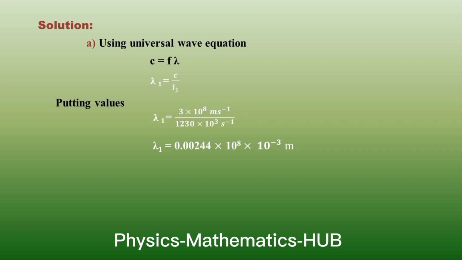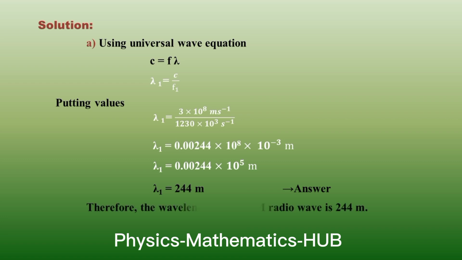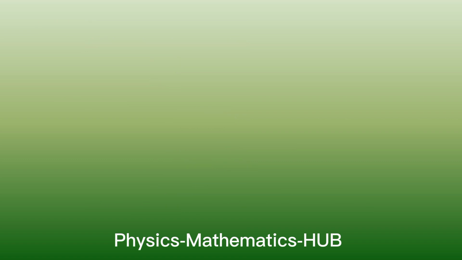After doing the calculation, we get lambda 1 is equal to 0.00244 times 10 to the power 5 meters. Finally, we get lambda 1 is equal to 244 meters. So the distance between adjacent crests in the AM wave is approximately 244 meters. Now let us find the wavelength for the FM wave using the same formula.